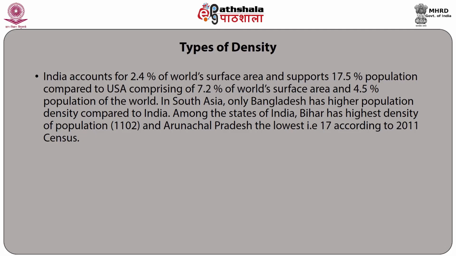17.5% population, compared to USA comprising 7.2% of the world's surface area and 4.5% population of the world. In South Asia, only Bangladesh has higher population density compared to India. Among the states of India, Bihar has the highest density of population, that is 1102, and Arunachal Pradesh the lowest, that is 17, according to 2011 census.